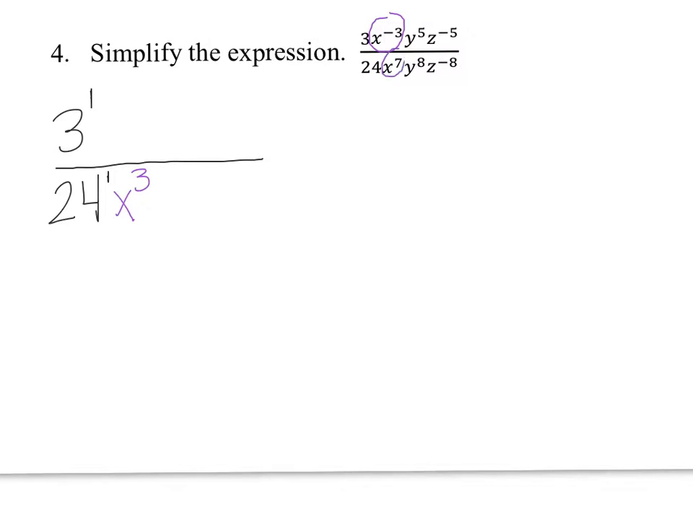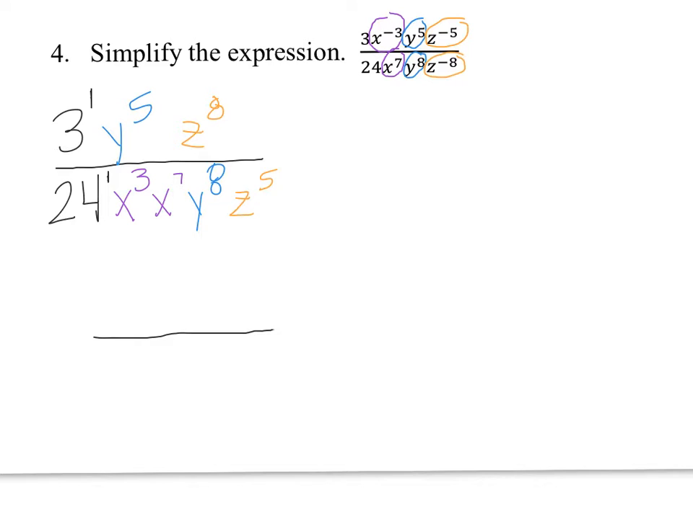This x, this is already positive, so it's going to stay on bottom. Looking at my y's, this y is positive, so it's going to stay on top. This y is positive, so it's going to stay on bottom. Looking at my z's, this z is negative, so it's going to move to the bottom. This z is negative, so it's going to move to the top. And now once I do that, now I can simplify with the bases.